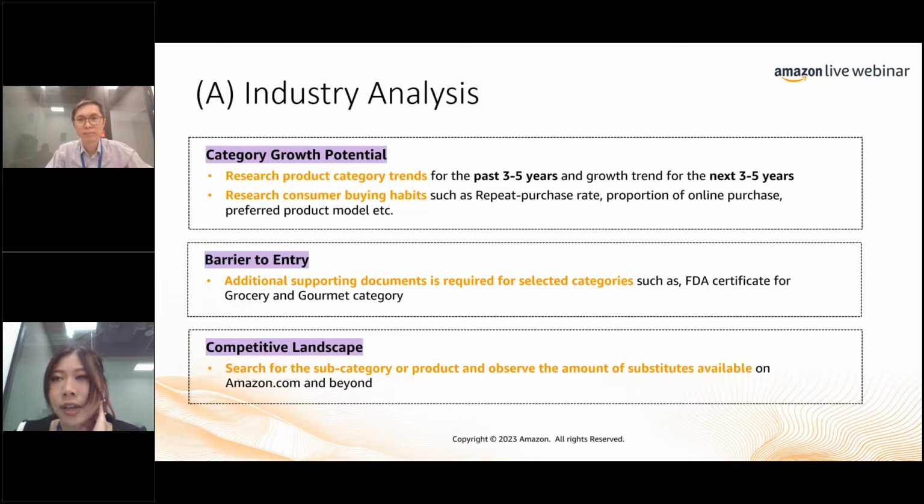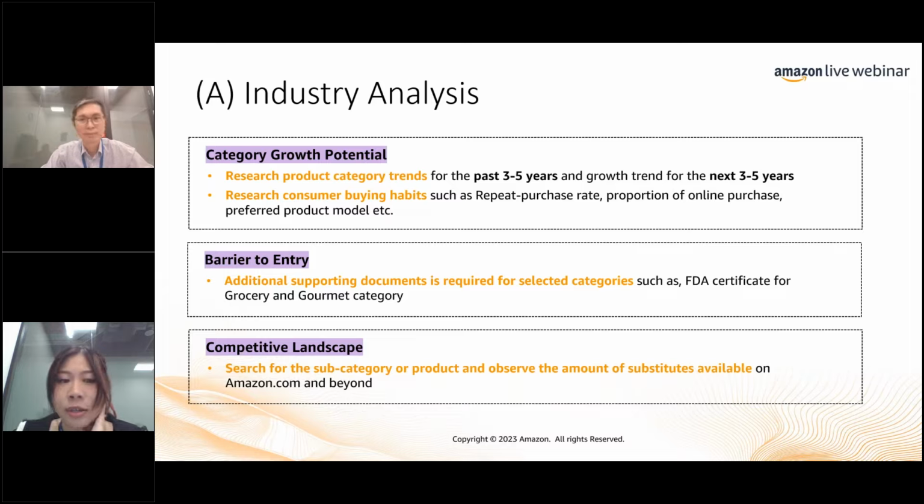You can also look at other metrics, such as the repeat purchase rate and buying behavior, so you know whether this particular product will have demand throughout the entire year, or is something that's only seasonal, maybe people only buy it during the holidays for gifting and so on.